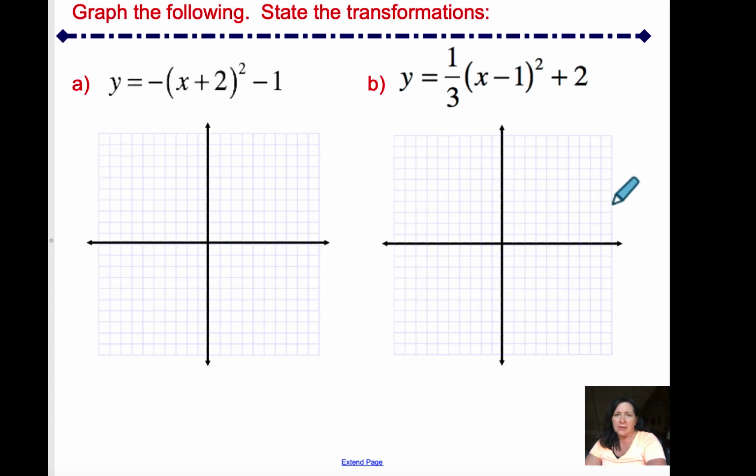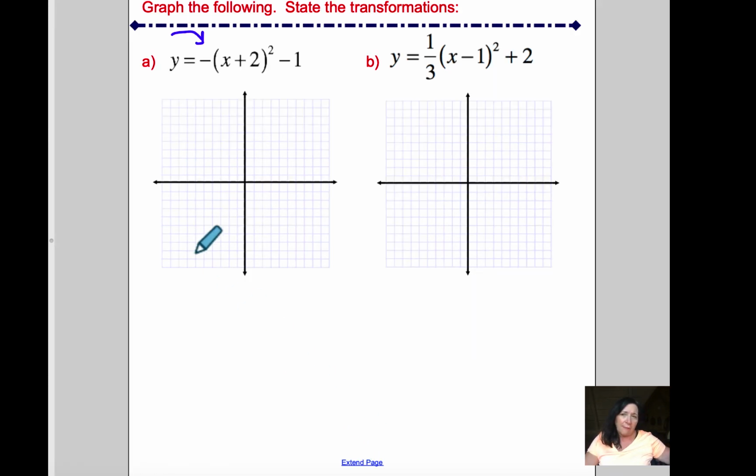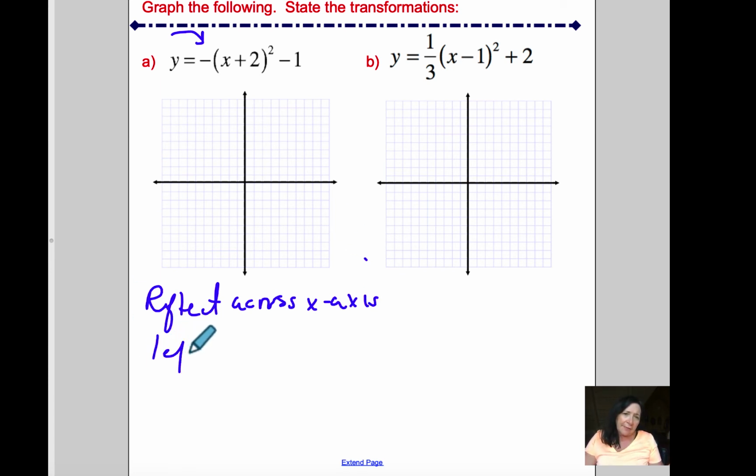So let's see. For this one, we just state the transformation. See all the different things that are happening. Number 1, we've got a reflection outside. So if it's a reflection, first off, we're going to say reflect across the x-axis, because that's outside. Then we have a translation going left, a horizontal shift to the left. And then we've got a vertical shift going down 1. And so those are all the different things.